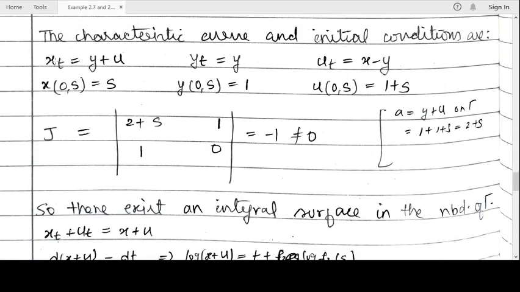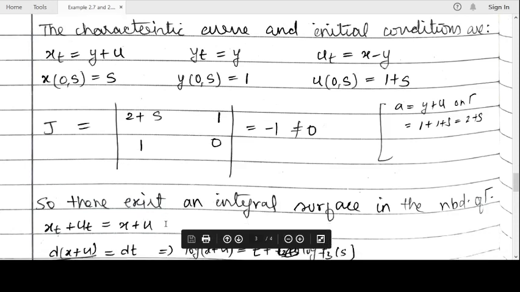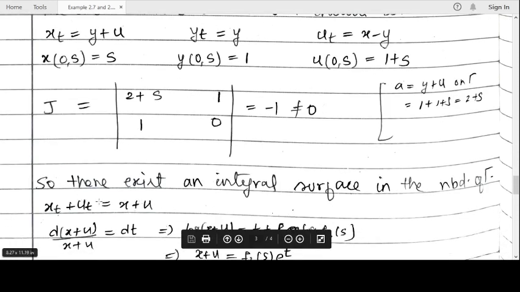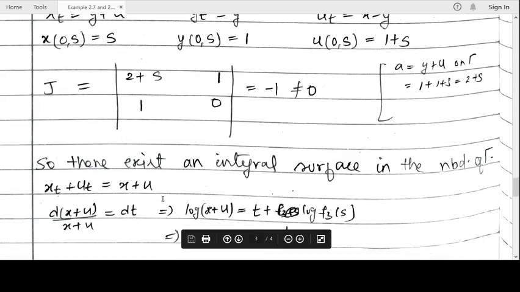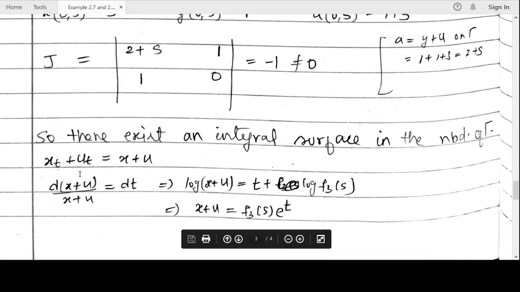If you do x_t plus u_t, y will get cancelled, it will give you x plus u. So this is the derivative of x plus u, so direct integration is possible. That is, derivative of x plus u by x plus u equal to dt. When you integrate, you get log(x plus u) equal to t plus some constant which is a function of s. We will take log also, so log f3 of s. So you will get x plus u equal to f3 of s e raised to t.